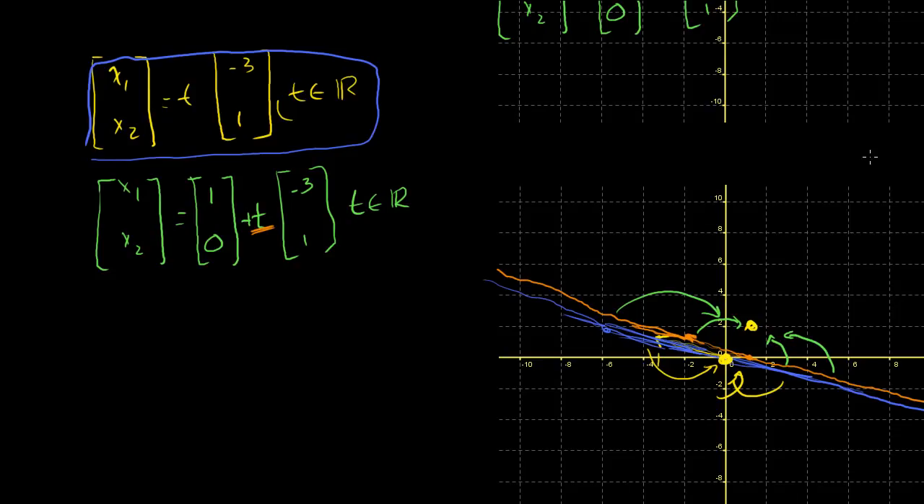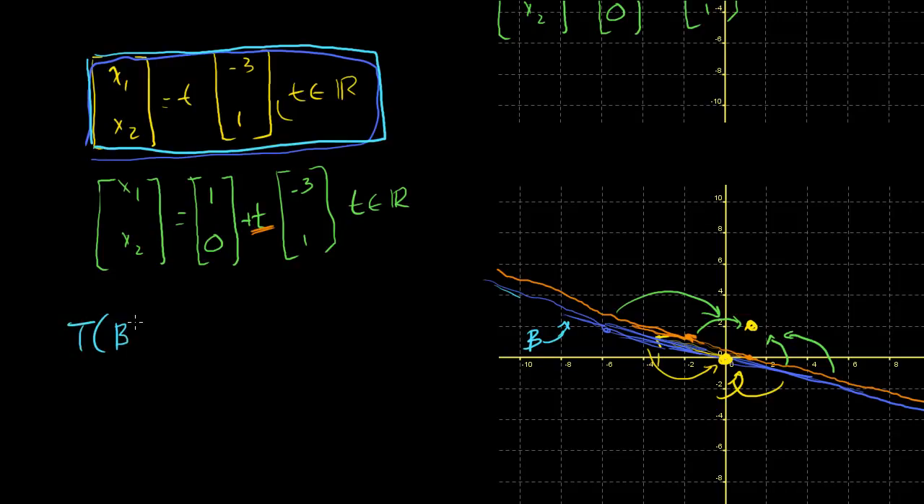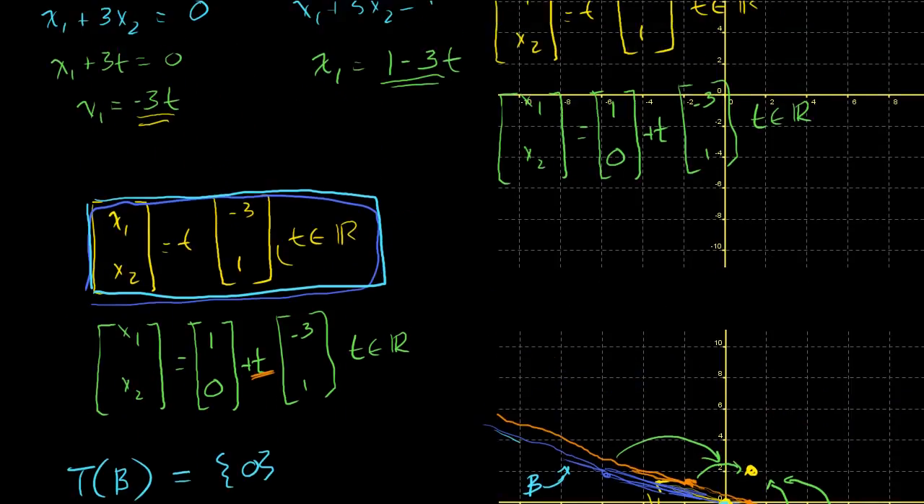Now, this blue line right here has a special name. And I actually touched on it a little bit before, right? Everything in this blue line, if I call this set right here, let's call it B for blue. This is the blue line. That's this set of vectors right here. When I apply my transformation to those blue vectors, or if I take the image of my blue set under T, it all maps to the 0 vector. It equals the set of the 0 vector right there. And we saw that right there.